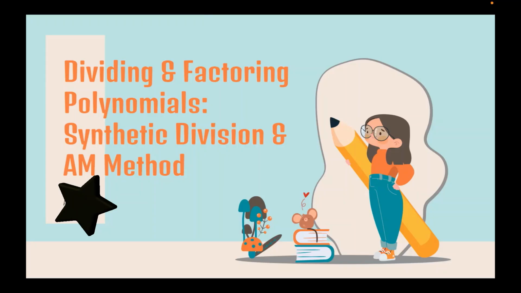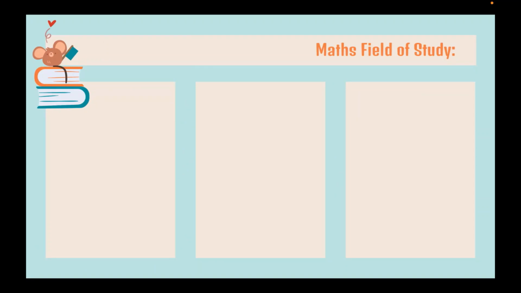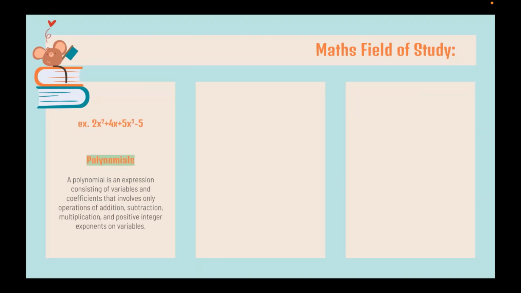Hi, this is a slide on dividing and factoring polynomials using synthetic division and the AM method. There are three important terms before we start. The first is polynomials. A polynomial is an expression consisting of variables and coefficients that involves only operations of addition, subtraction, multiplication, and it also includes positive integer exponents on variables, meaning the exponents need to be whole positive numbers. An example would be 2x squared plus 4x plus 5x cubed minus 5.